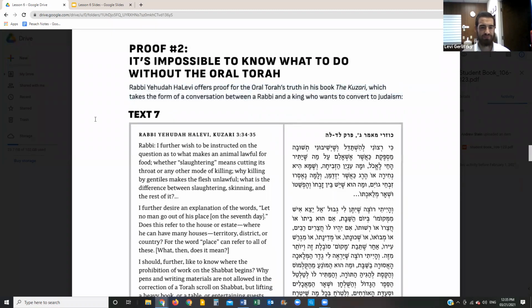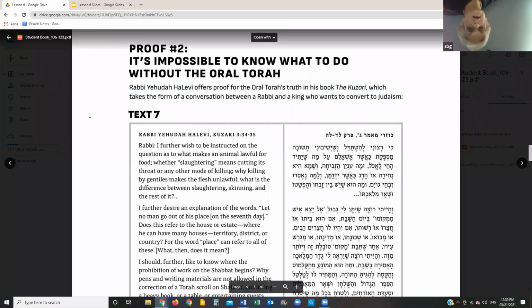Rabbi Yehuda Halevi offers proof for the oral Torah's truth in his book, the Kuzari, which takes the form of a conversation between a rabbi and a king who wants to convert to Judaism.